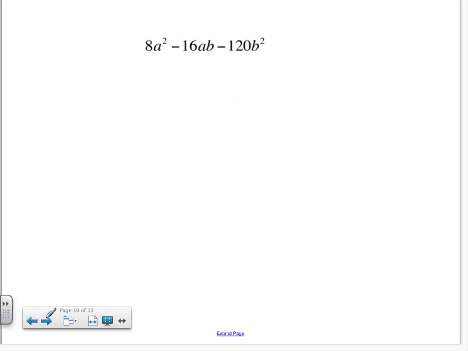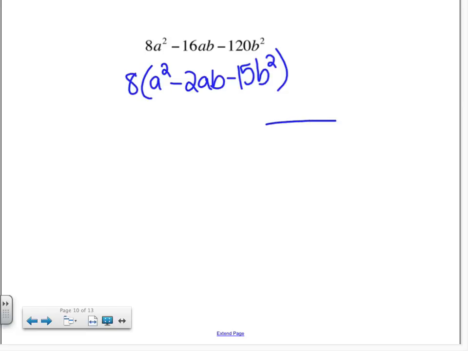All right, we have this polynomial 8a squared minus 16ab minus 20b squared. This one has two variables now, but it doesn't look like there's any variables in common between all three terms. There's only an 8 in common between all three terms. So we factor out an 8. So we have 8 times a squared minus 2ab minus, what is that? It's 120 divided by 8, minus 15b squared. Okay, now let's factor the remaining polynomial.